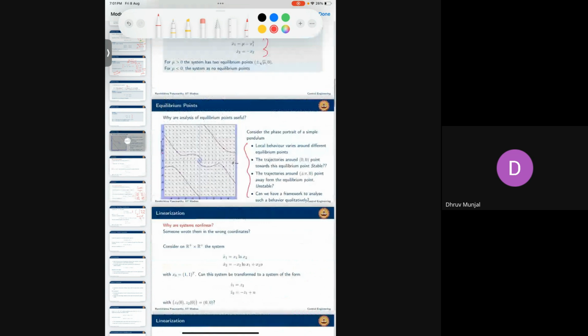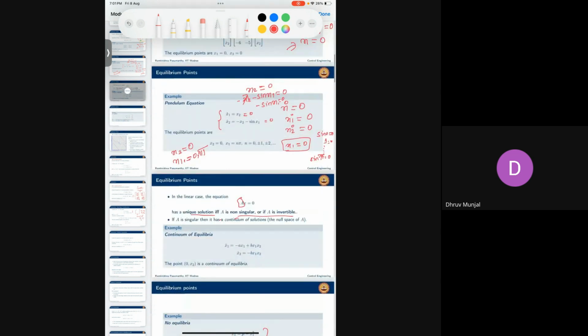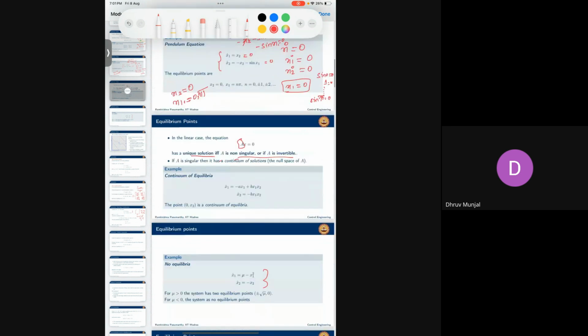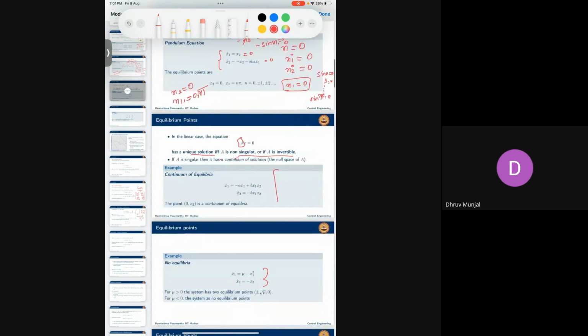For example, for this pendulum, the matrix would be: dou x1 dot by dou x1 would be 0, dou x1 dot by dou x2 would be 1, and x2 dot by dou x1 will be, differentiating sine will give me cos. Already there is a minus, so I'm putting it as minus cos x1. x2 dot by dou x2 will give me minus 1. Right? I'm just differentiating this for the Jacobian matrix.